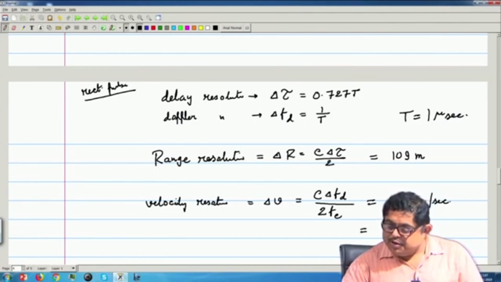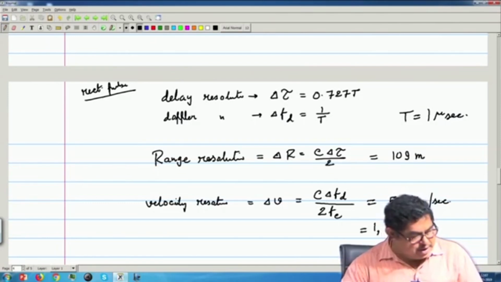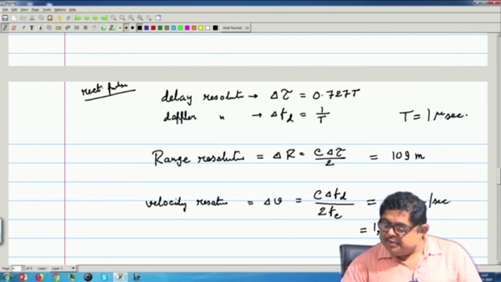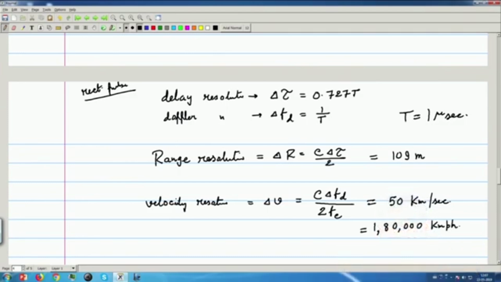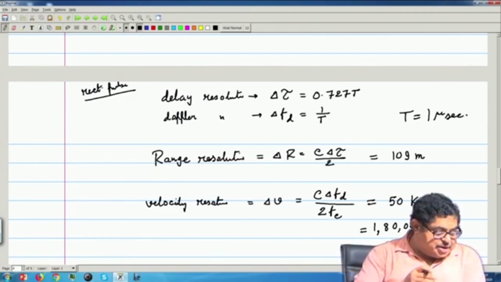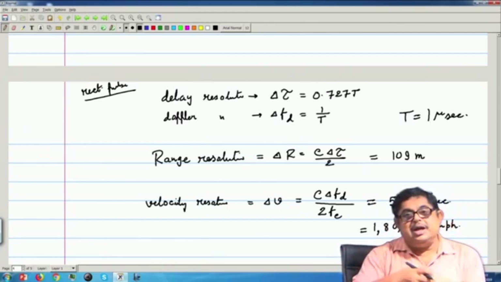To give you more idea, 50 kilometer per second is a huge speed. If we convert it to kilometer per hour, it will be so many kilometer per hour. You see that typically our aircraft etcetera have speeds of 1000 kilometer per hour, 1100 kilometer per hour, etcetera. So, in velocity resolution, rectangular pulse is very poor. Range resolution is quite good, because 109 meters means about 100 meters.